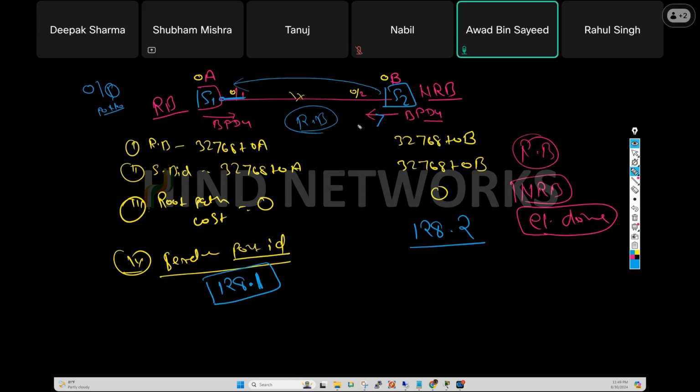When it sends the next BPDU, in that it will mention the root bridge ID, first one, as the root bridge ID of switch one. Okay. Anyone else? Anyone have any different answer? No? Okay. Now see the answer.